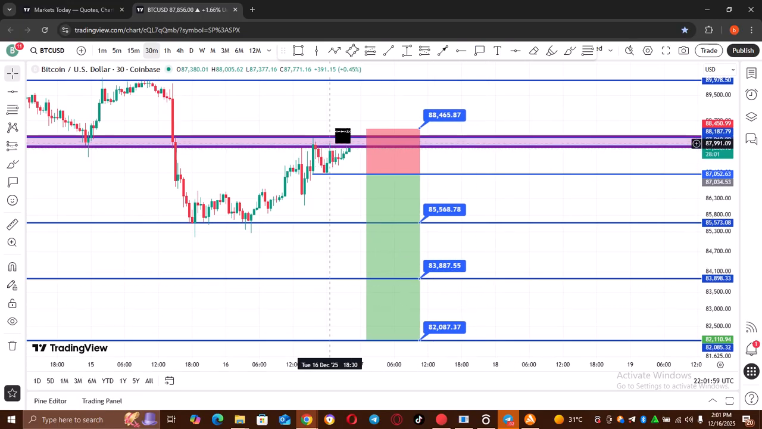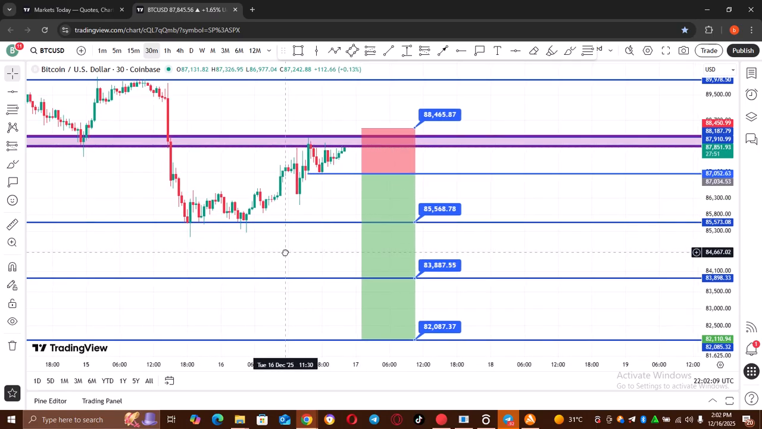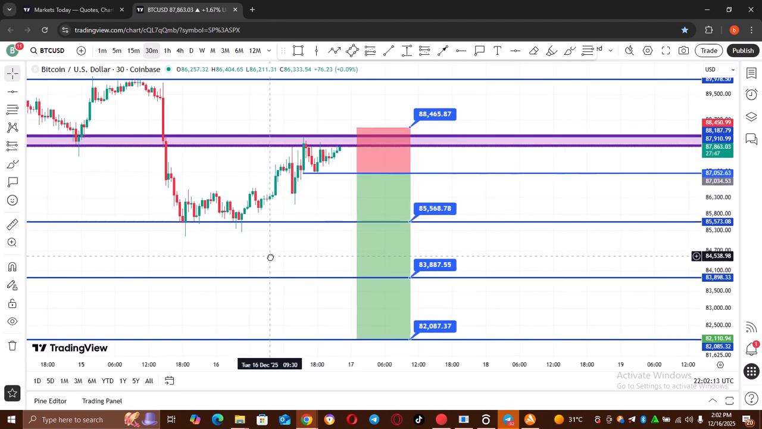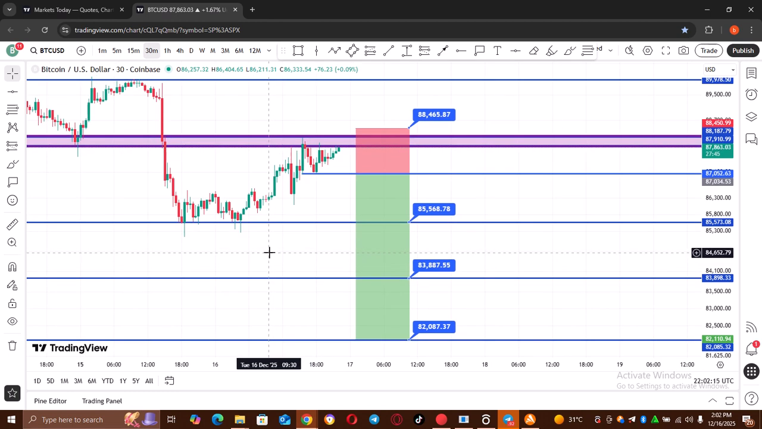So the market is still playing at the zone, but we are not worried about that. All we care for is the break of the previous low, then we take the entry. So that is my full technical analysis on BTC USD. We are waiting to take the sell on the 30 minutes time frame.